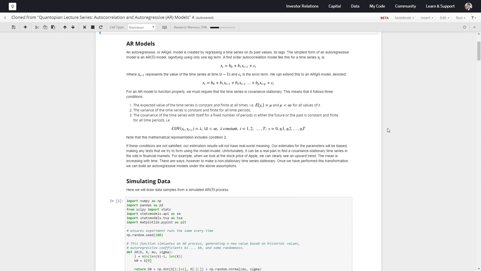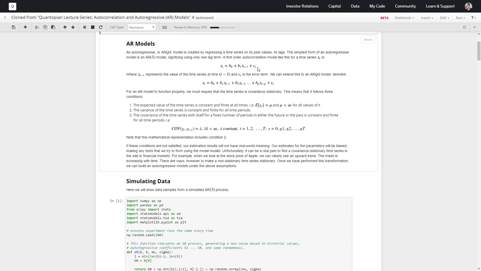A very simple example, what's known as a first order autocorrelation model for a time series, is this one. Just read it out: the value of x at time t is dependent on some constant, which is a constant mean of the series. You can think of every process having some kind of base state. That's the base state, plus a coefficient times the previous value, plus some noise. Every model has noise in it.